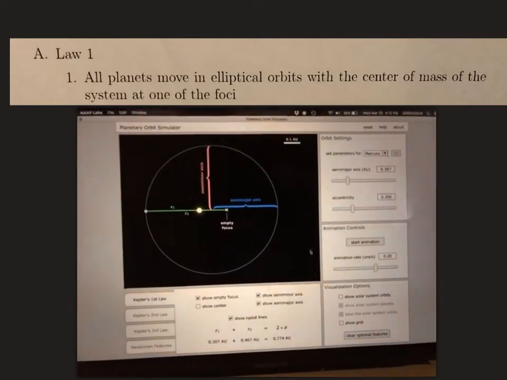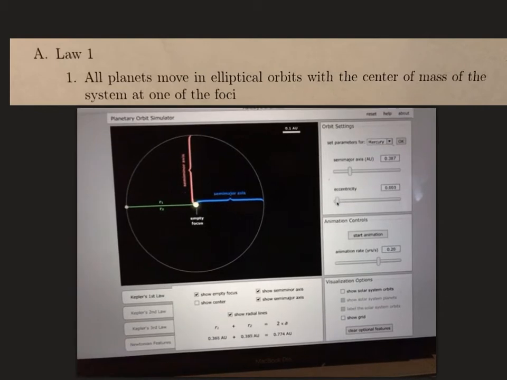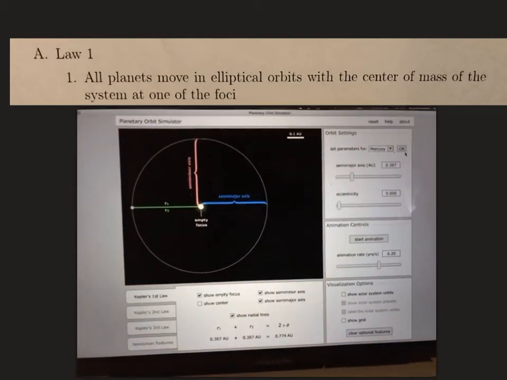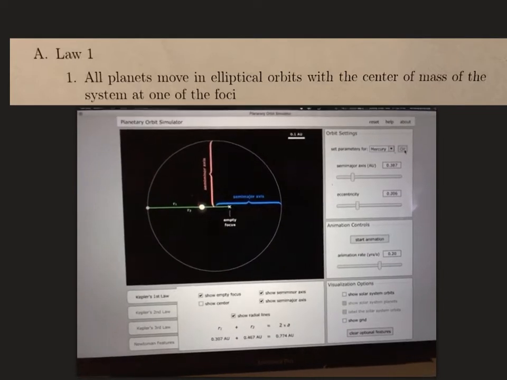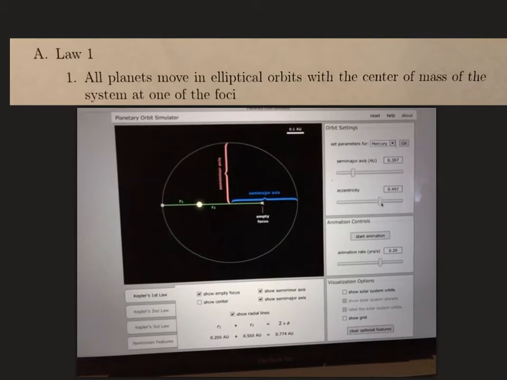So eccentricity tells you how elliptical the ellipse is. So if I set the eccentricity down to 0, you get a perfect circle. But as you increase the eccentricity up to 1, you get a more and more elongated shape. So I can make this more and more elongated.